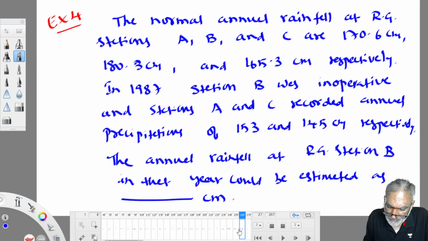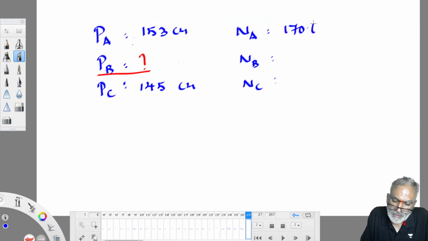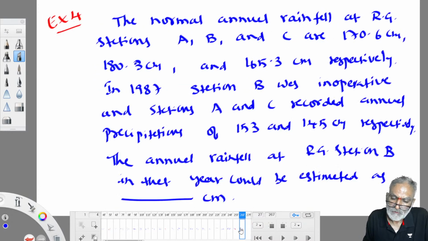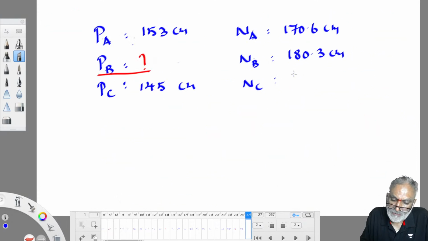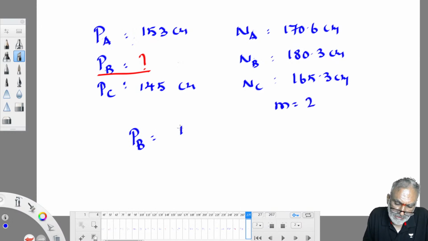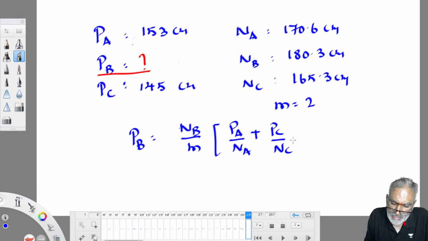So the normal annual rainfall data for 3 stations are given respectively as 170.6 centimeter, 180.3 centimeters, then 165.3 centimeters. That's all. You have been asked to find out PB. So PB is equal to, so adjacent rain gauge stations are how many? Only 2. So it is NB by M into PA by NA plus PC by NC.